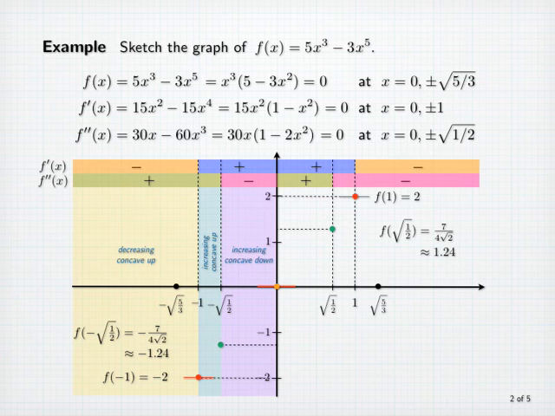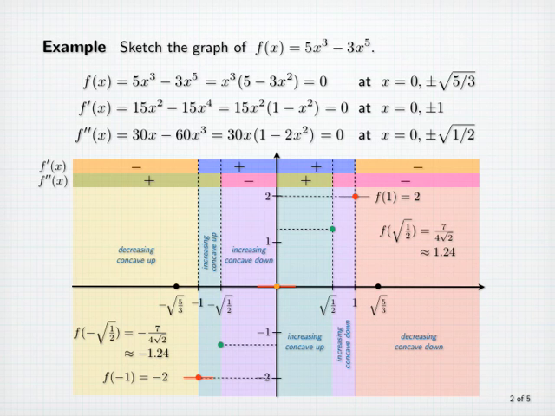Between 0 and the square root of a half, both f prime and f double prime are positive, and so the function is increasing and the graph is concave up. Between the square root of a half and 1, f prime is positive, while f double prime is negative, and so f is increasing and the graph is concave down. For x greater than 1, both f prime and f double prime are negative, and so the function is decreasing and the graph is concave down.